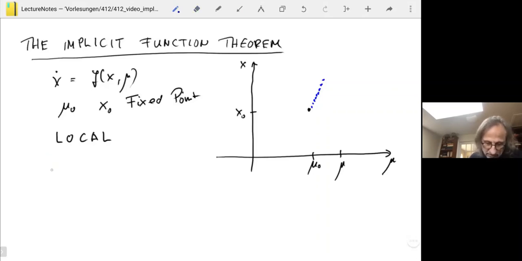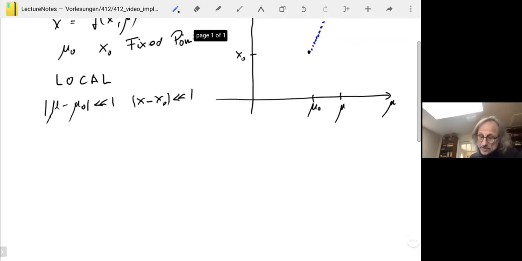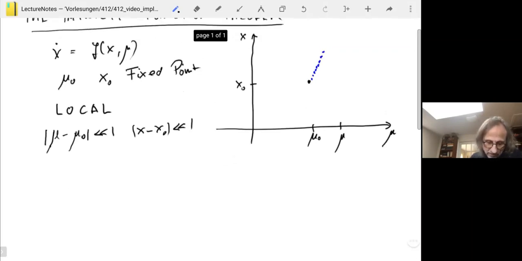So since we are thinking about a local analysis, meaning mu is close to mu naught, and x is close to x naught, so we say that explicitly: mu minus mu naught is small in magnitude, so this is small compared to 1. Then x minus x naught is also small. Well, in that case, we can use our good old friend, the Taylor series, and just expand f. So we use Taylor.